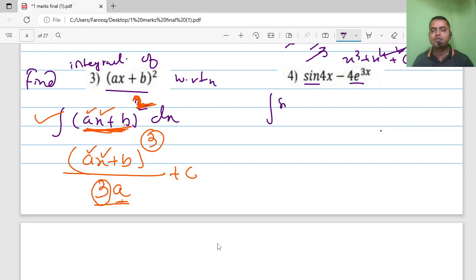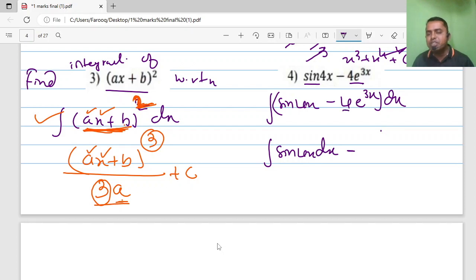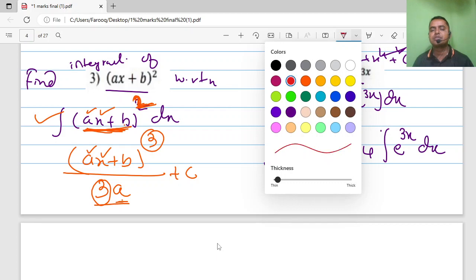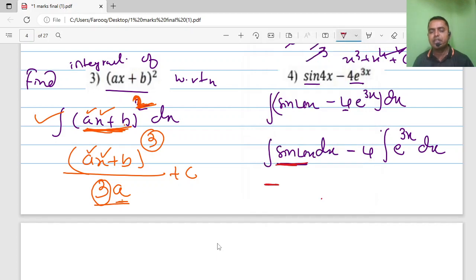Two terms are here. Integration of sin 4x minus 4 e raised to 3x dx. Now separating these two terms, integration of sin 4x dx. Look at here, 4 is the constant. I am keeping the constant outside, only integrating e raised to 3x here. Integration of sin is minus cos 4x divided by 4. The coefficient of x is 4. This minus 4 as it is.